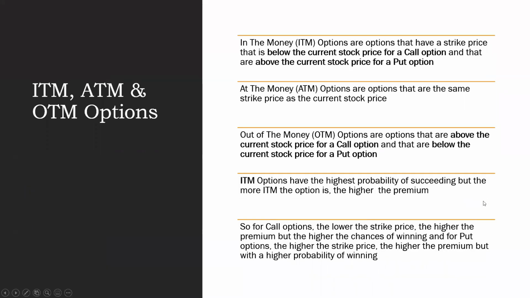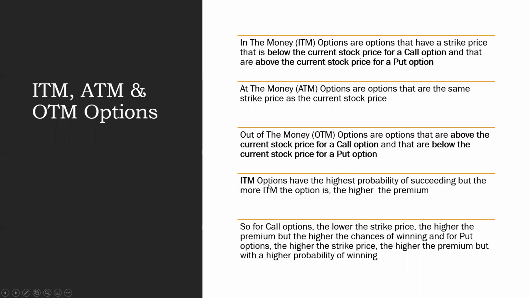Now, to understand what strike price you should choose for a call or put option, you need to understand what in the money, at the money, and out of the money options are. Okay, in the money options are options that have a strike price that is below the current stock price for a call option, but that are above the current stock price for a put option. At the money options, as is obvious, are the same strike price as the current stock price, and out of the money options are options that are above the current stock price for a call option, but that are below the current stock price for a put option.